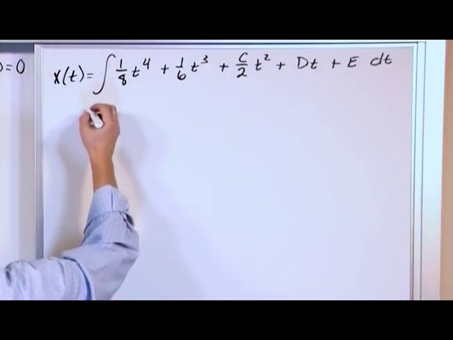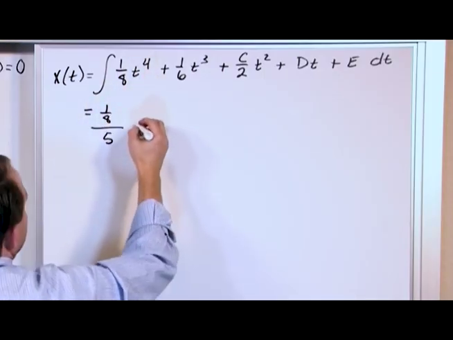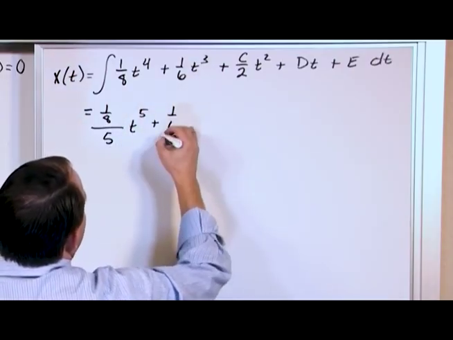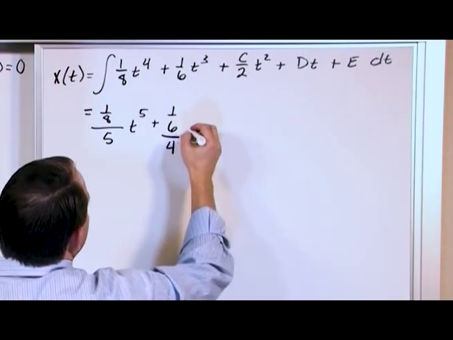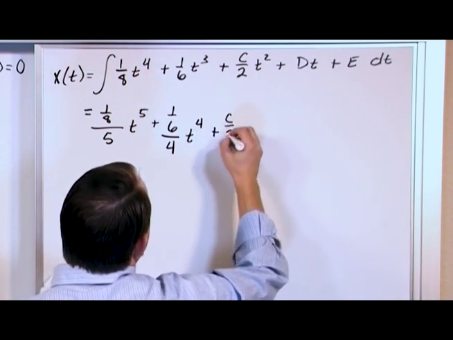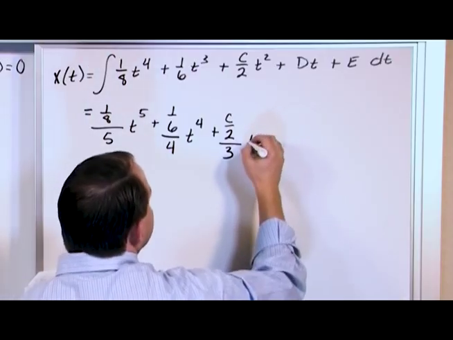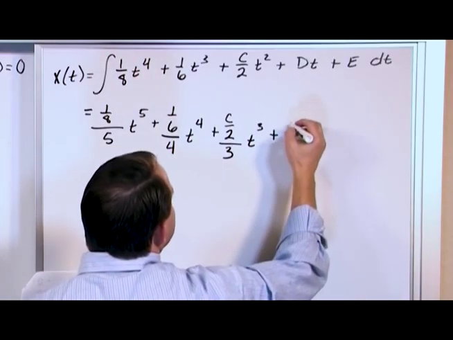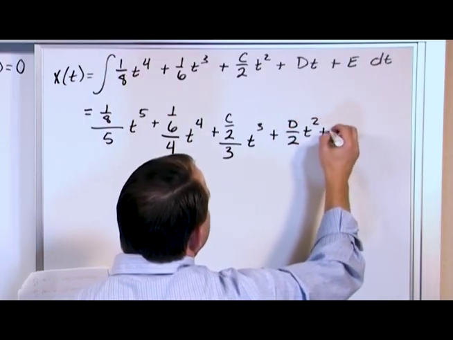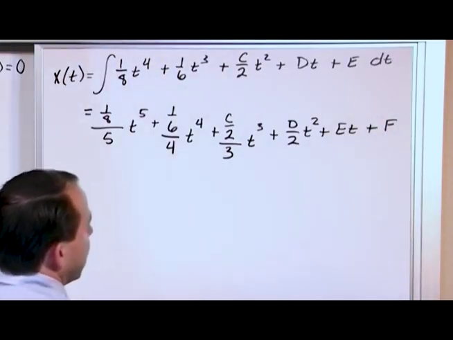So integrate this again. What you're going to have is 1/8 over 1 plus 4, which gives me 5, t to the 5th, plus 1/6 over 1 plus 3, which gives me 4, t to the 4th power, plus c over 2 over 1 plus 2, which is 3, t cubed, plus d over 2 t squared, plus e t plus f, because this is my last constant. Make sure you understand that.